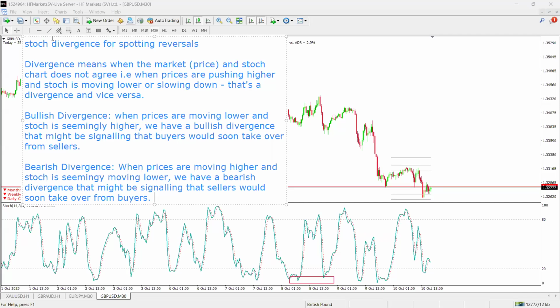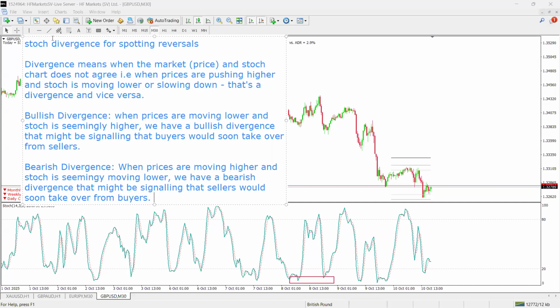Two, we then ask the stochastic to help us with entry, in the sense that if we want to sell, we want to sell from the overbought region. If we want to buy, we buy from the oversold region, and then use the opposite level for exit, which means if I'm buying from oversold, I'm exiting out of overbought.